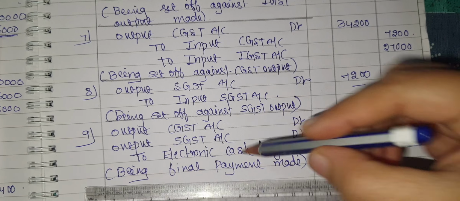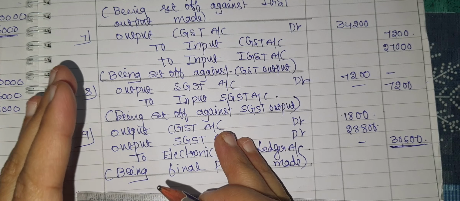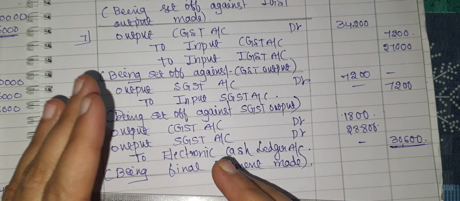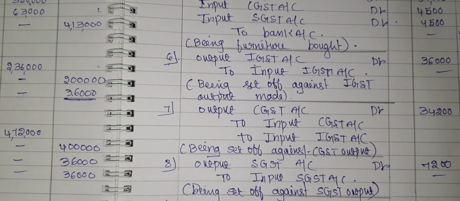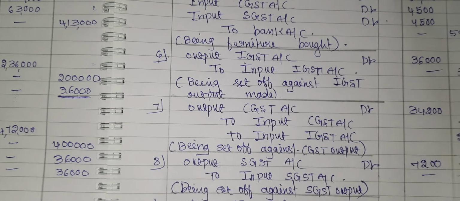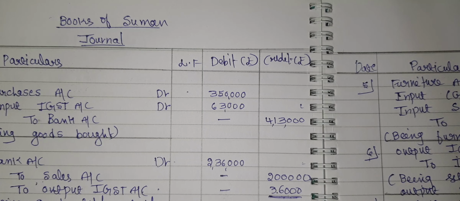Okay, so these are the journal entries we need to pass under interstate transactions and under GST set off. I hope this example is clear to you all. Okay, if not, please leave a comment. Thank you.